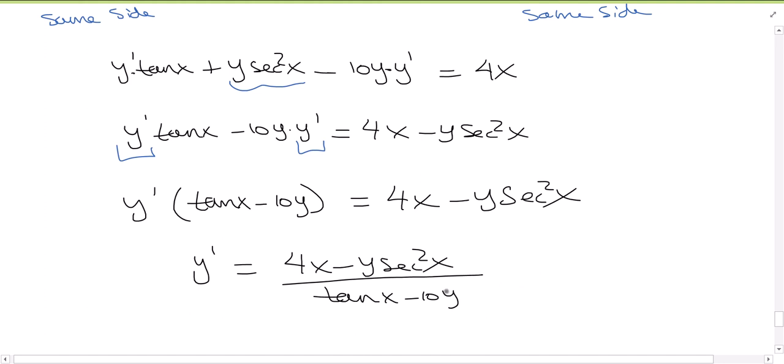Now if I was trying to find the equation of a line tangent to the curve at some point, I need both the x and the y value in order to plug it in, because notice that now my derivative has both variables in it. It has x and it has y's. So I need both coordinates. Let's try the second example.